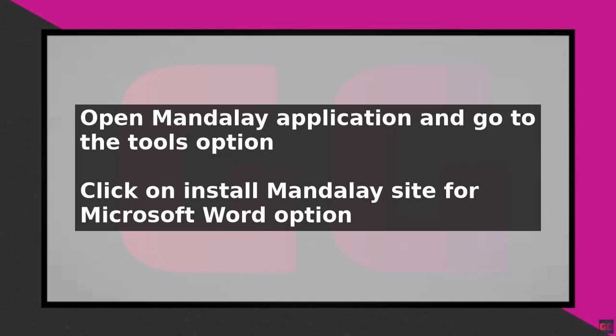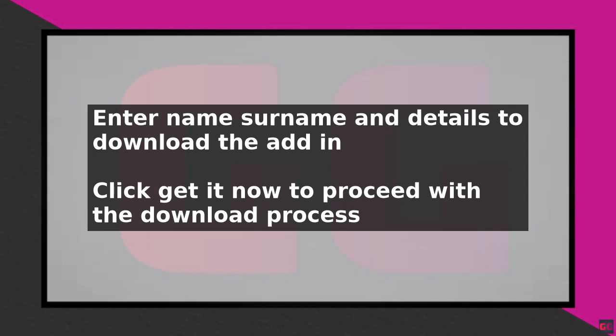If the first method doesn't work, you can try the second method. Open the Mendeley application and go to the Tools option at the top. Click on the Install Mendeley site for Microsoft Word option, which will take you to a website where you can download the add-in. Click Get It Now and enter your name, surname, and other details if requested.